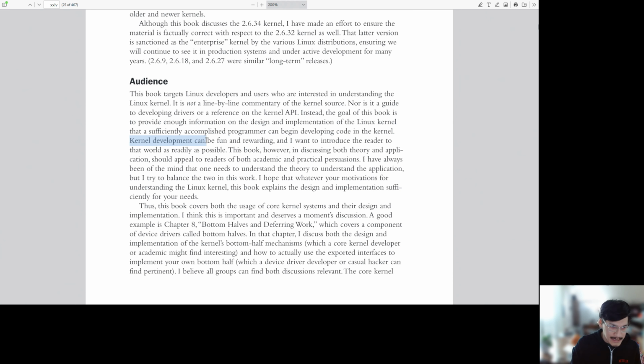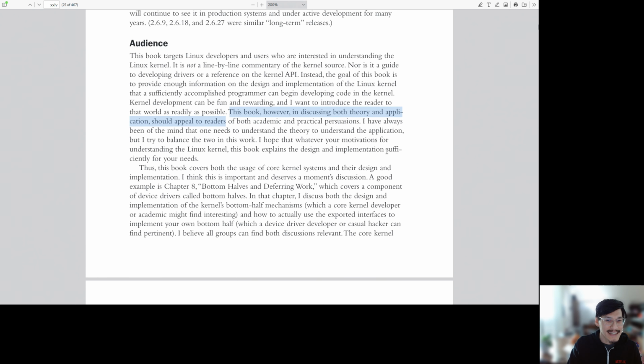Kernel development can be fun and rewarding, and I want to introduce the reader to the world as readily as possible. Okay, so I guess we also have some expectations here. I think our C is okay. We just got off of Head First C and we did some practice here and there. So as we're learning the kernel, we're going to have to continue to learn our C at the same time. So yeah. Anyway.